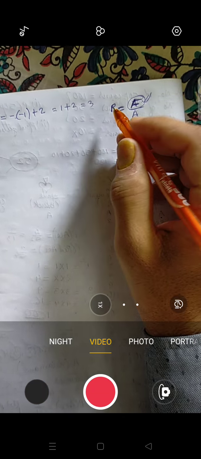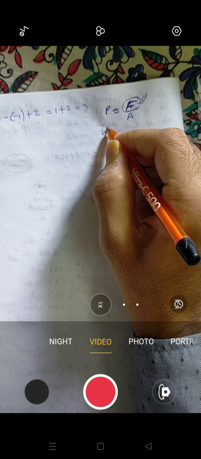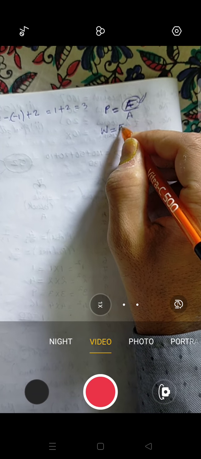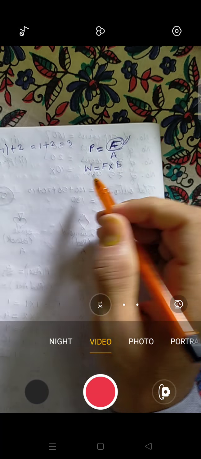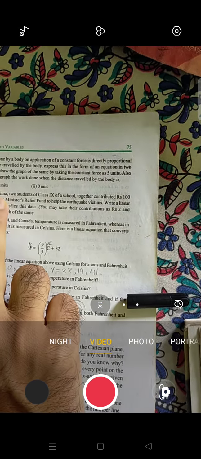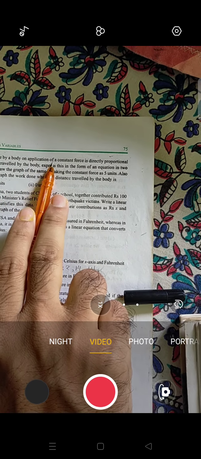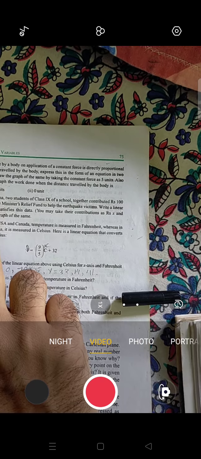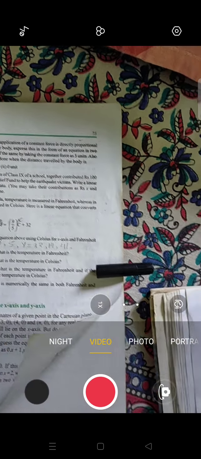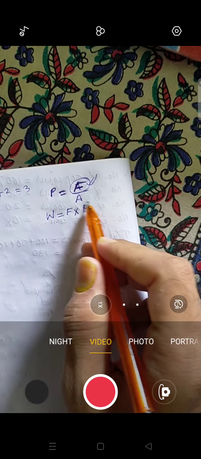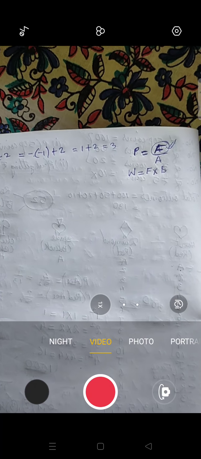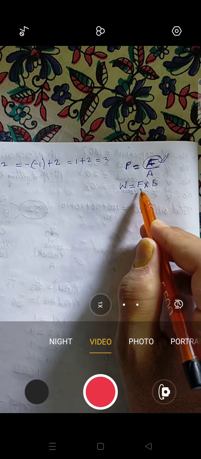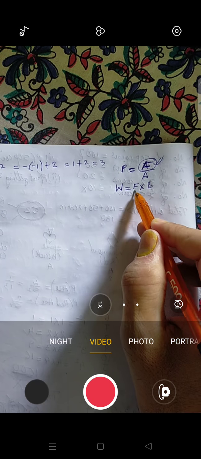In the same way, work is directly proportional to force into displacement. That's what is given in the question: if the work done by a body on application of a constant force is directly proportional to the distance traveled by the body. Actually we call it displacement here. In maths we can say distance also, but in physics we can't change this. So work is directly proportional to force and displacement, both are on the top. Is it clear?